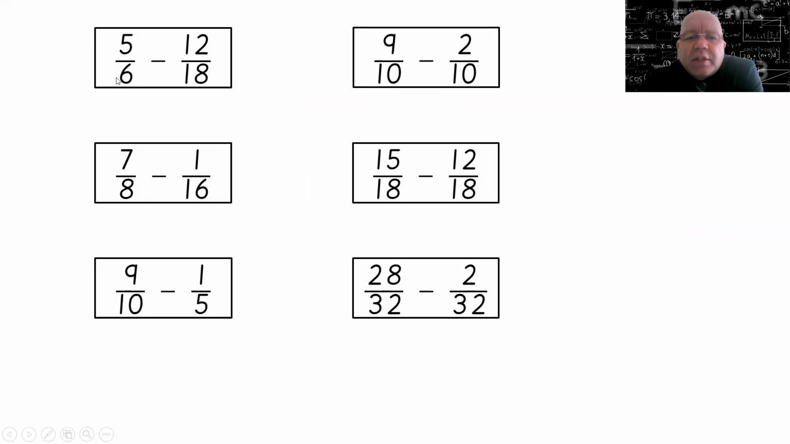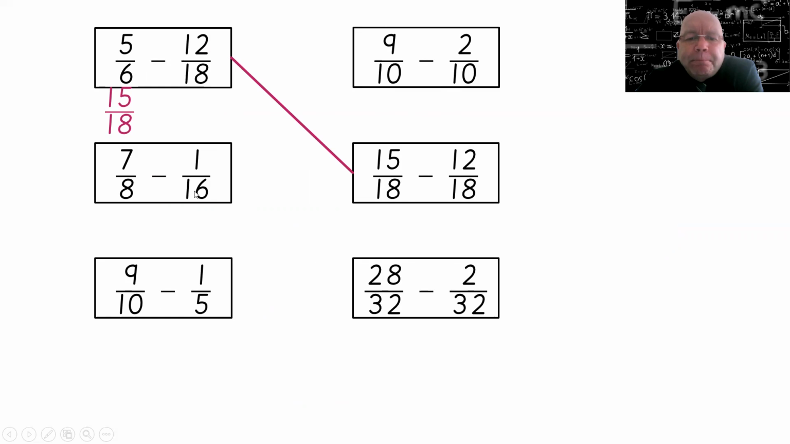Well, 5/6. If we multiply by 3, we're going to get 15/18. So that's that one. And then we've got our 12/18. Okay, so there we go. Those two are the same. They're equivalent.